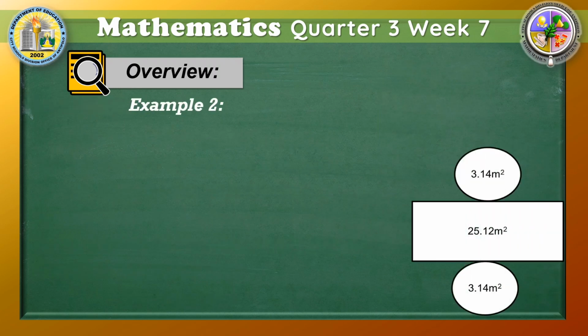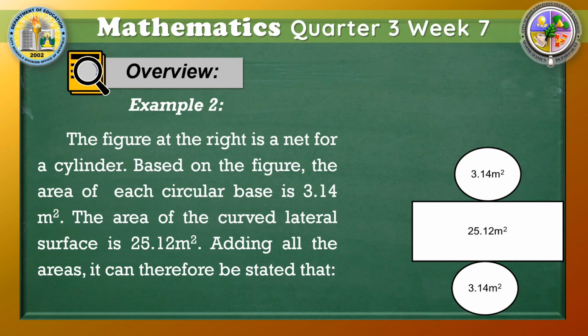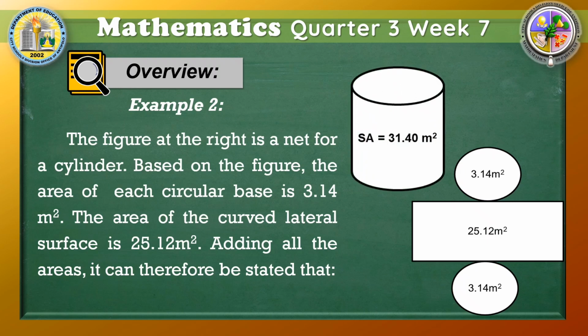Take a look at example number 2. The figure at the right is a net for a cylinder. Based on the figure, the area of each circular base is 3.14 square meters. The area of the curved lateral surface is 25.12 square meters. Adding all the areas, it can therefore be stated that the surface area of the cylinder is equal to 31.40 square meters.